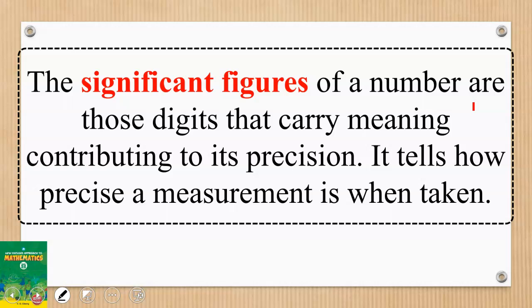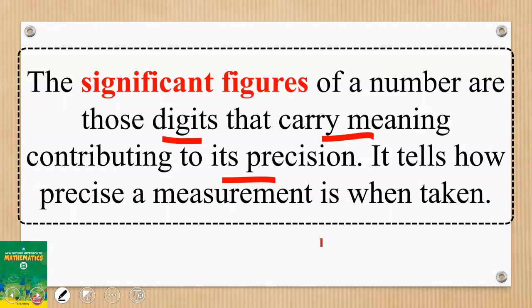By simple definition, which we have a lot about, people have different definitions. The one I just found that I feel is okay for me is that the significant figures of a number are those digits that carry meaning contributing to its precision. It tells how precise a measurement is when taken. Okay, so mostly significant figures are used in measurement to tell how precise the measurement is.